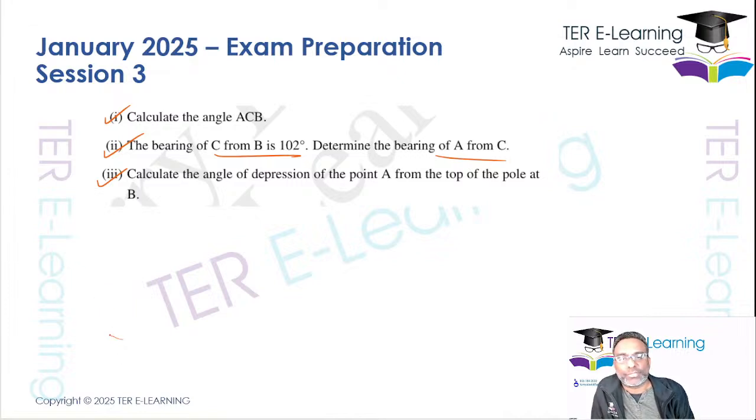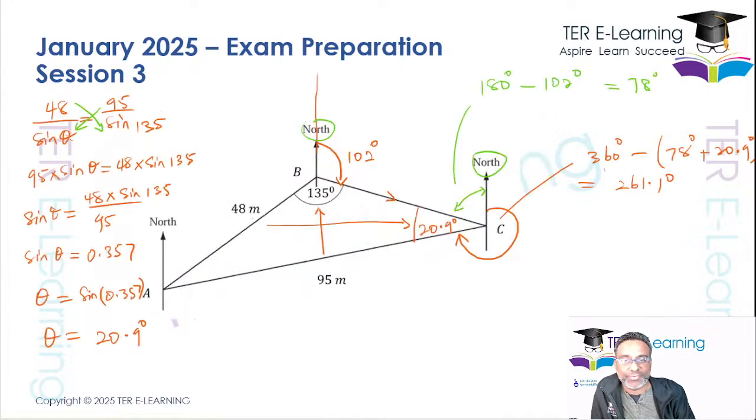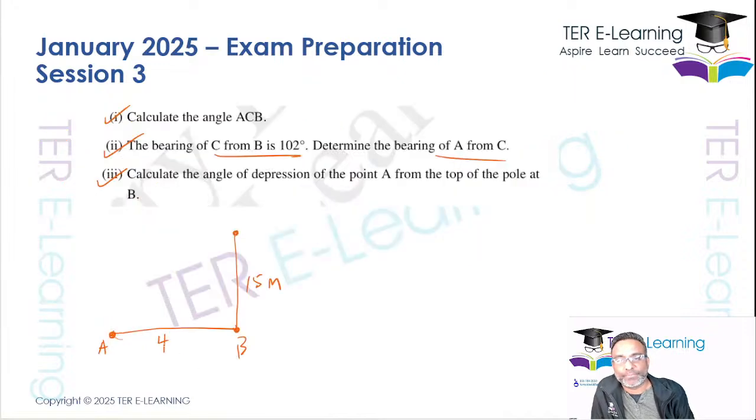Now we're going to draw this like this. This is A here, this is B, 15 meters, and the distance between B and A is 48 meters. Let's draw a line from the top of the pole to the point A. You want to work out the angle of depression of the point A from the top of the pole. So the angle of depression is measured this way. That's your angle of depression, right?